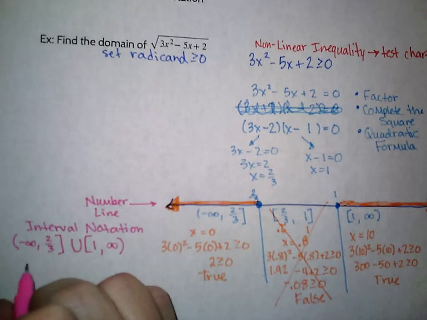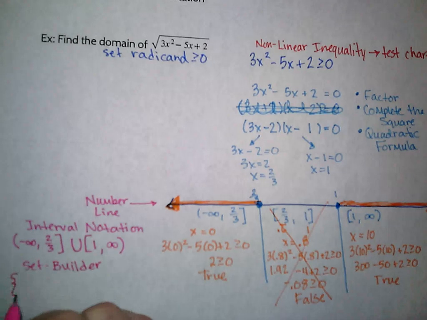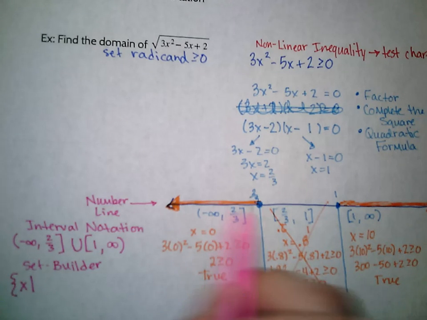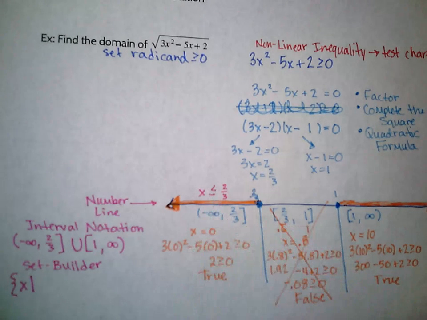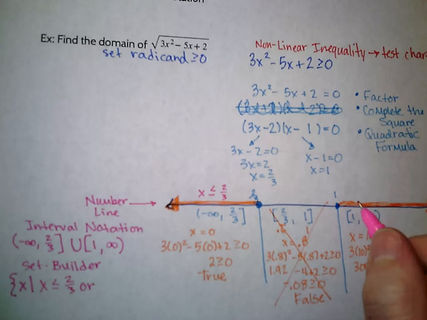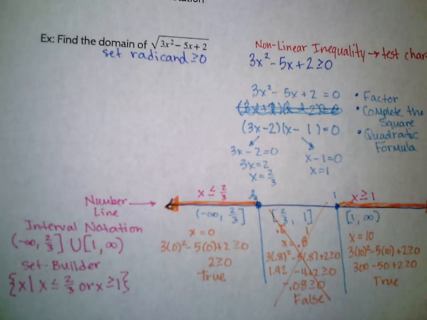And then set builder. So in set builder notation, that's the curly bracket x such that I have 2 intervals, so I'm going to have 2 inequalities. This interval here is all the x values that are smaller than or equal to 2/3. So x is less than or equal to 2/3, or that union symbol means or. This interval is all the x values that are bigger than or equal to 1. So or x is greater than or equal to 1. And those are the 3 types of answers you might be asked for.